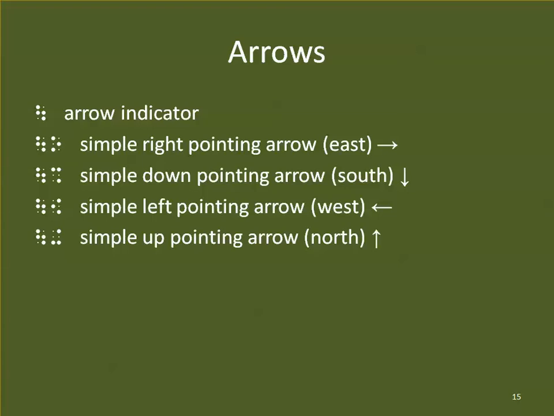So for the first one there, we have the right pointing arrow, or an east pointing arrow if you're working with a compass or O&M. Then we have the down pointing arrow with dots 1, 4, 6. Left pointing arrow, and then the up arrow is dots 3, 4, 6.